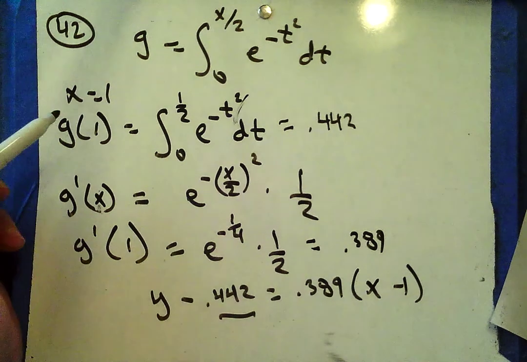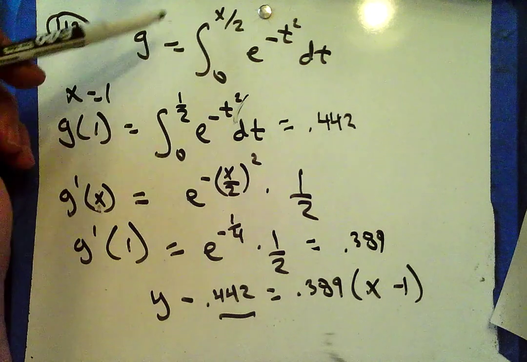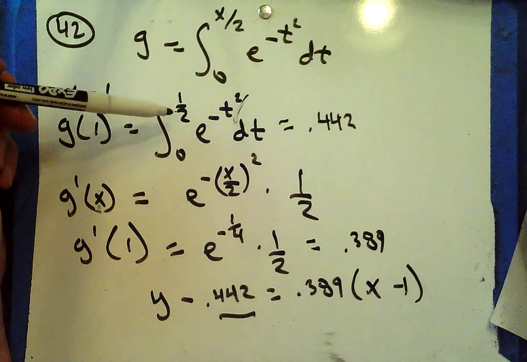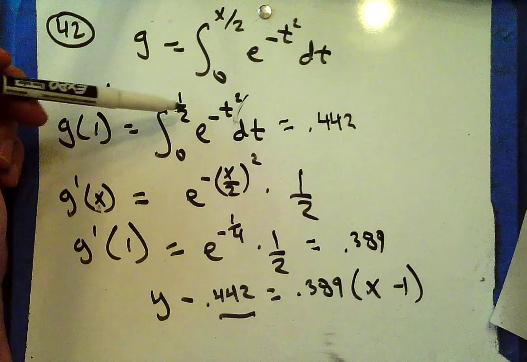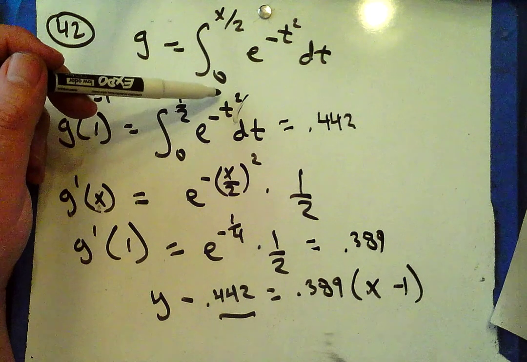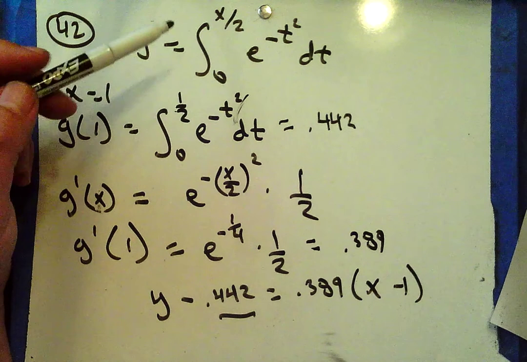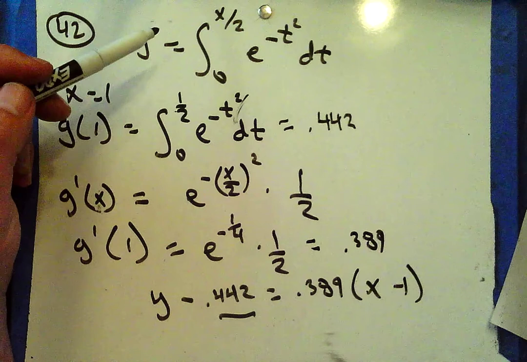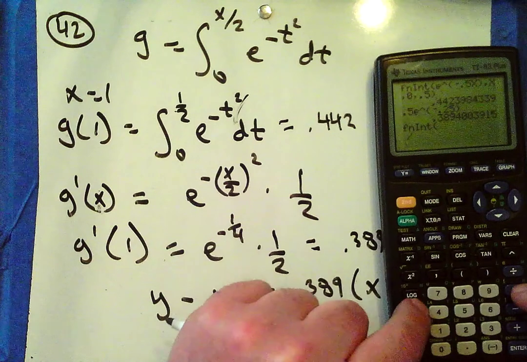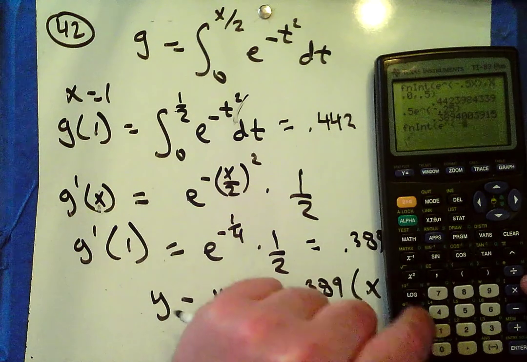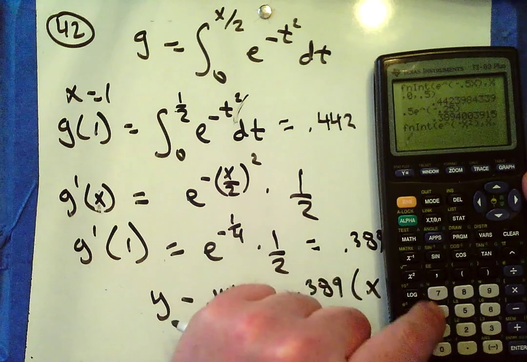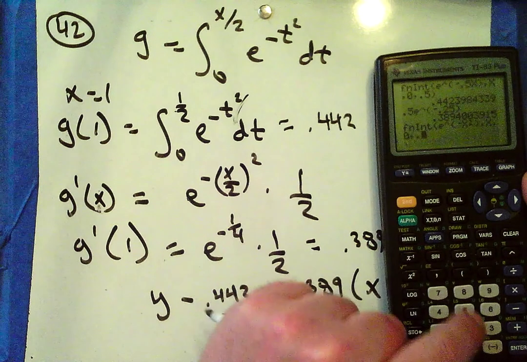All right, let's see. G of 1, plug in a 1 there. Integral from 0 to 1/2 of e to the minus. Oh, that's why. Okay, my integral was wrong. For the integral, we want e to the minus x squared, close that parenthesis, comma x, comma 0, comma 1/2.